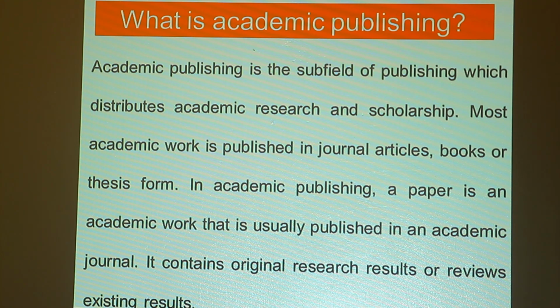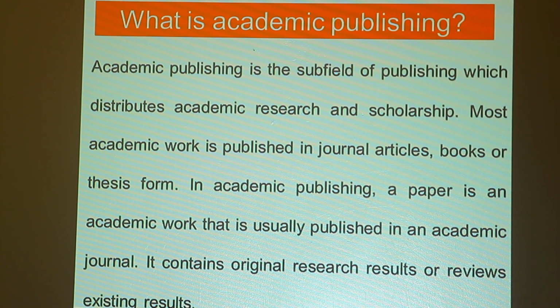Now, when we talk of academic publishing, we are saying that this is a subset of publishing which distributes academic research and scholarship. Most academic work, of course, is published in journal articles, books, theses, and dissertations. In academic publishing, a paper is an academic work that is usually published in an academic journal, and here we are talking about original research results or reviews of existing results.